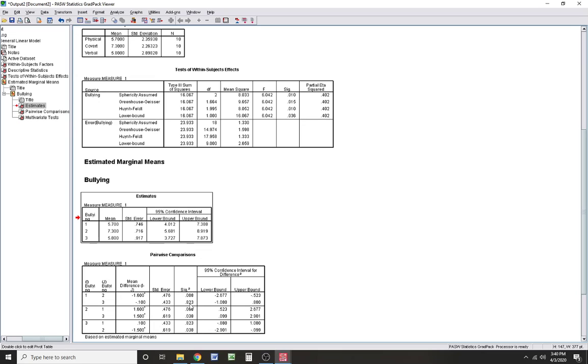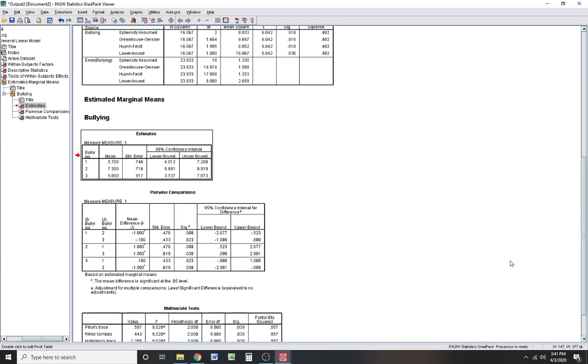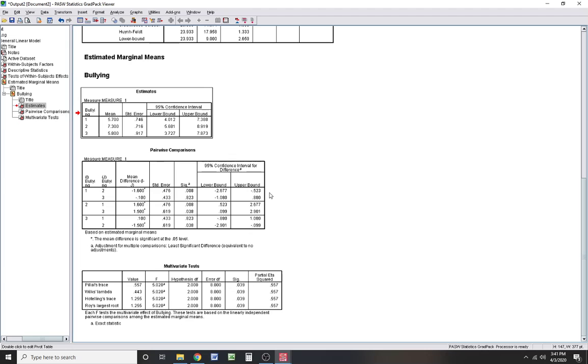Now we still have one more pair to compare. We've compared physical to covert, and we've compared physical to verbal. So now we have to compare covert to verbal. So we need to compare groups 2 and 3. We go down here, we look at 2, here's 3, we go over, 0.038. So that is significant, it's less than 0.05. So there is a difference between groups 2 and 3. So in our results, we would say that covert bullying was rated as more harmful than verbal bullying. Okay? That's how you read the post-hocs.